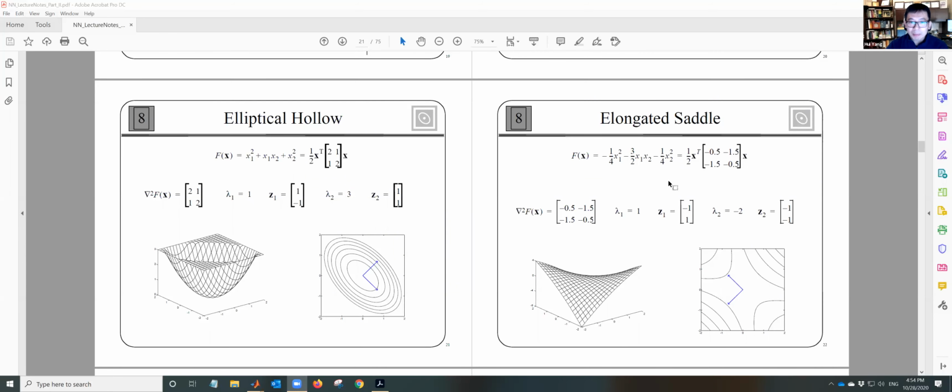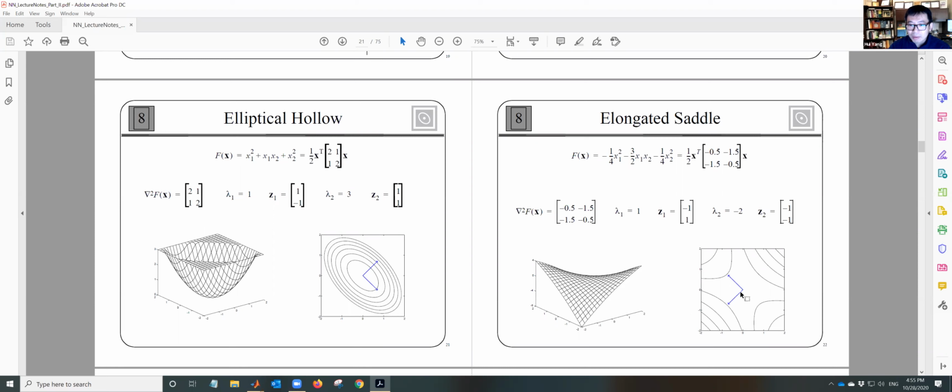Now, let's have a look at this part. Now, you have a quadratic function, and you express the quadratic function in this form. Now this is your Hessian matrix. Based on the Hessian matrix, you got lambda 1 equals 1, lambda 2 equals minus 2. You have two eigenvalues. One is positive, the other one is negative. Now, my question is, what is this surface? It becomes a saddle. Saddle means in one direction you are decreasing, in the other direction you are increasing.